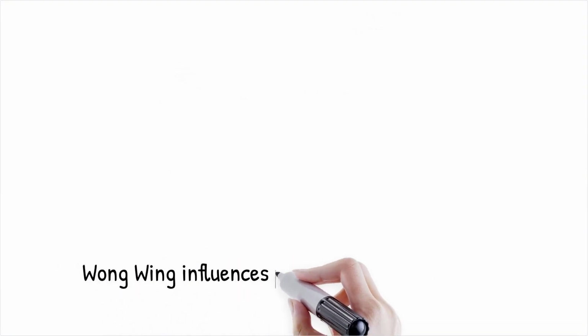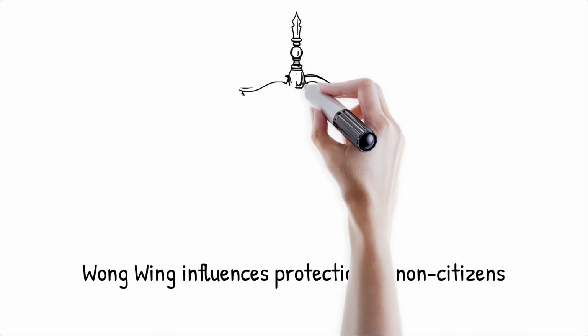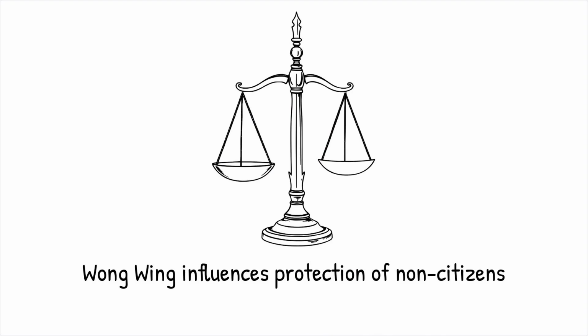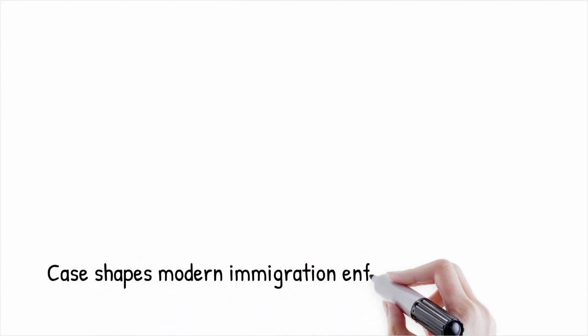Wong Wing set a precedent for protecting non-citizens from criminal penalties without due process, influencing later cases like Yamataya v. Fisher, 1903, which extended due process to deportation hearings, and Demore v. Kim, 2003, which addressed detention rights. It remains a key authority in immigration law, cited in challenges to punitive immigration policies, such as indefinite detention or harsh penalties without judicial review.